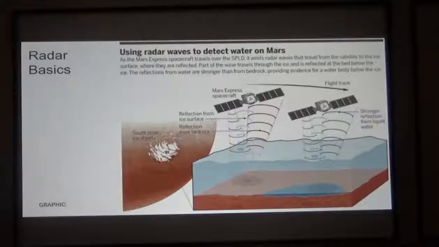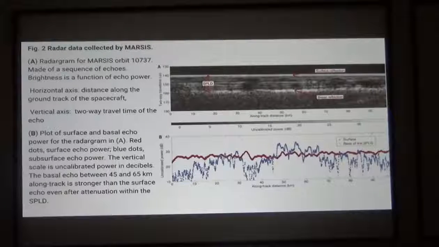That's the signature of the interface between ice and something very reflective, and then based on the relative power of those two signals, you can deduce that that has to be water. So here is the actual data, and so on the top you have the two-way return time, so the time it takes from the signal to be launched from the spacecraft to reflect and come back. And then the bottom, the x-axis, is the distance along that red track from that image.